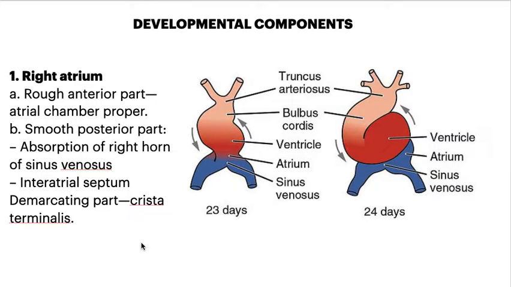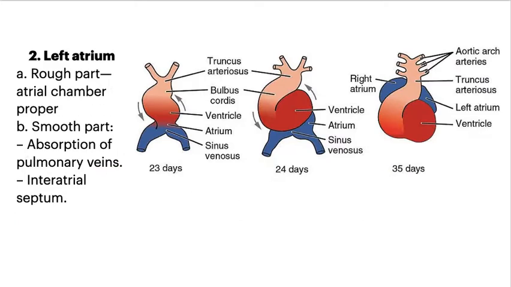The right atrium: the rough anterior part comes from the atrial chamber proper. The smooth posterior part is derived from the absorption of the right horn of the sinus venosus and the interatrial septum. The demarcating part is the crista terminalis.